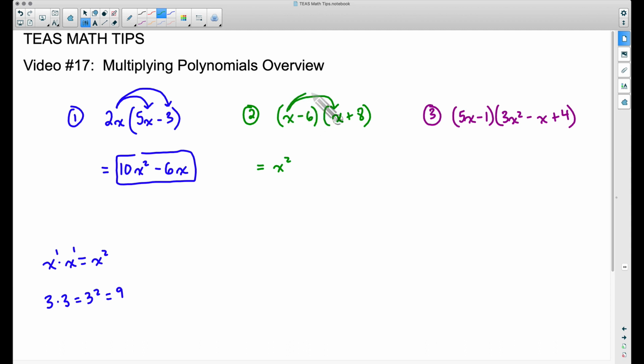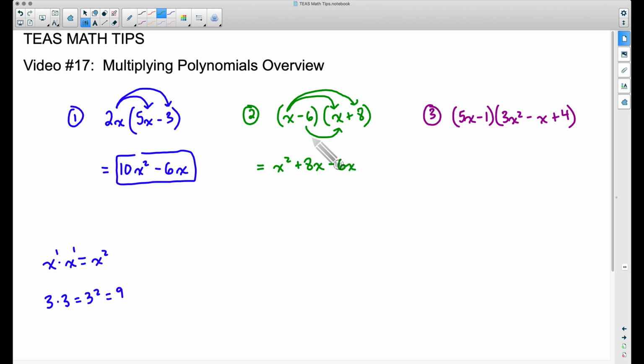Then if we take this x times this 8, that is plus 8x. We're taking a variable times a number, and we write this number in front of the variable. That's the best practice there. So what we just did there is we did the distributive property, and we want to repeat this process for the next term in this first group. So let's take negative 6 times x, that's negative 6x.